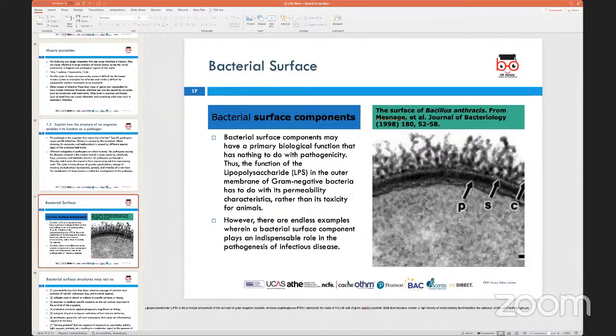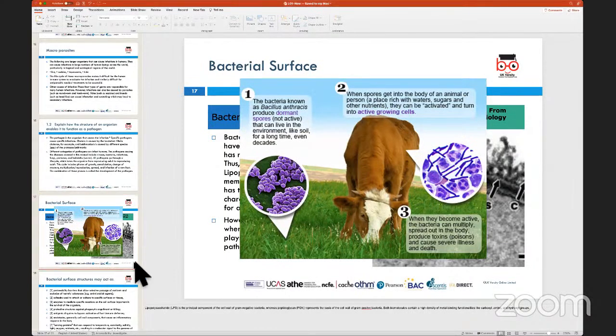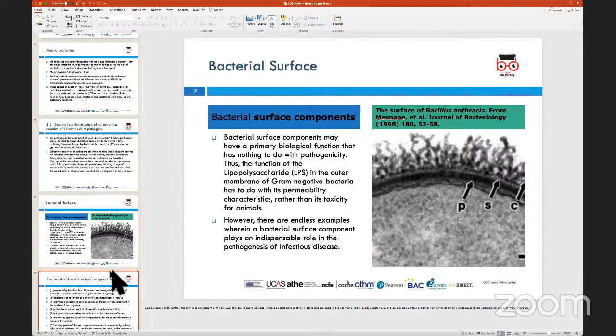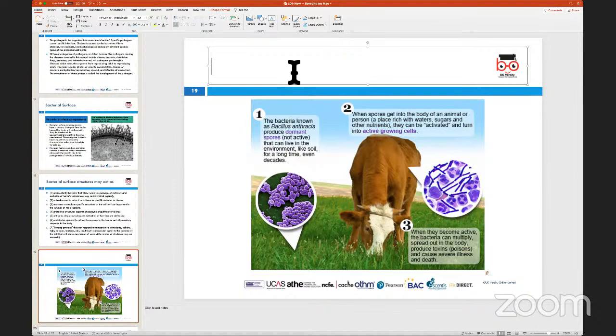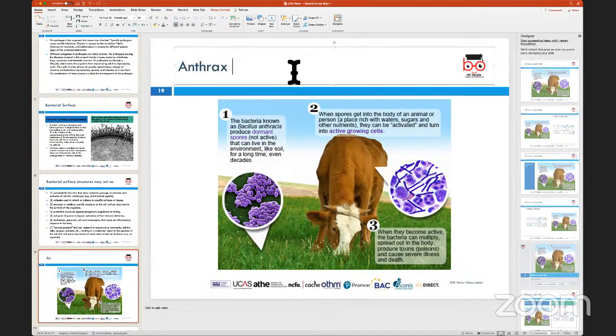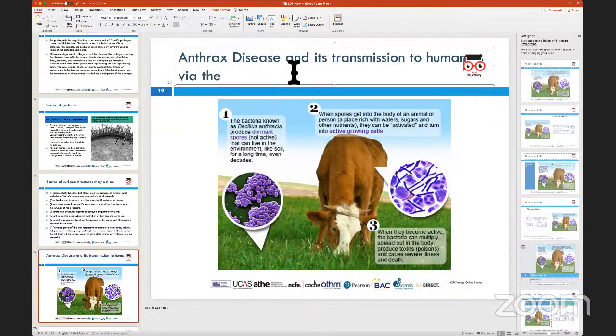So if I put this across just as an image on a new slide, you would probably see this as an example of how this would happen. Anthrax disease and its transmission to humans via the pathogen Bacillus anthracis.